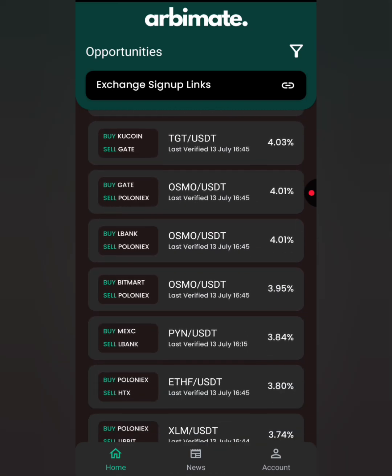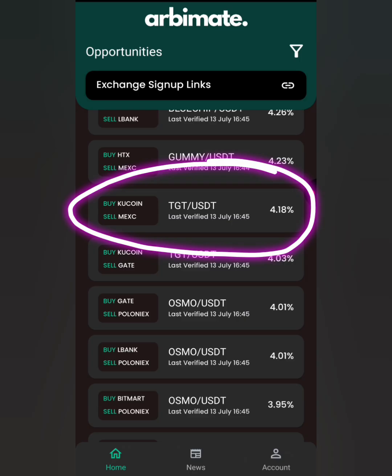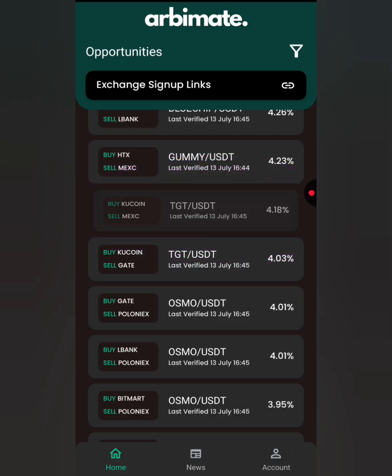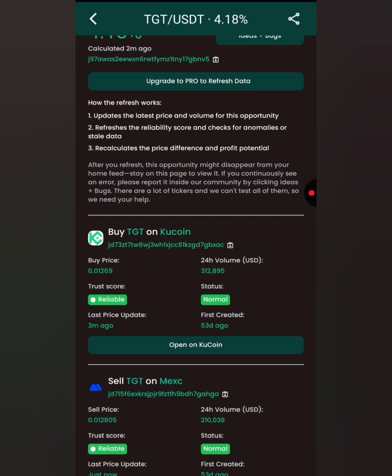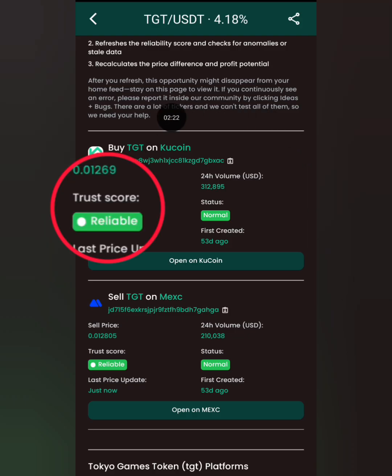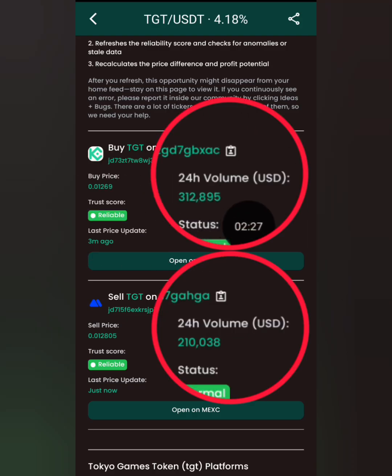On scrolling down, we have one between the KuCoin and the MEXC. The BYBIT shows you the crypto exchange you can buy from and the crypto exchange you can sell at, just like the Happy Hunt that I usually talk about. If we expand this a little bit, one thing I like about the BYBIT is that it also gives you a trust score right here, and it also has the 24 hours trading volume right here.